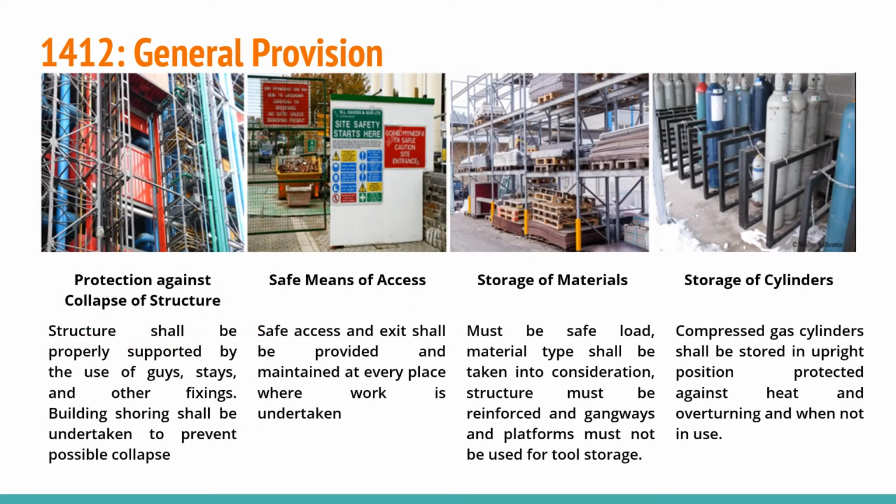Against collapse of structure, it will involve the usage of various supports, such as guys, stays, and other fixings. Building shoring will be undertaken to prevent collapse. Safe means of access is basically providing entrances and exits, maintained at every workspace.